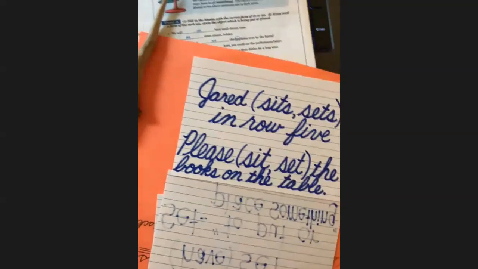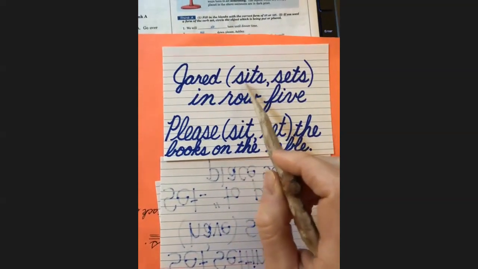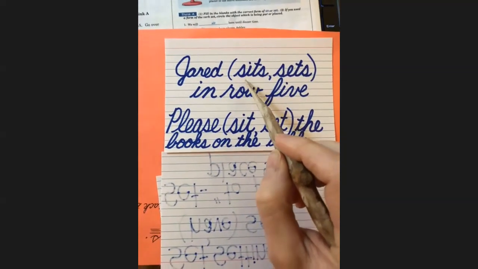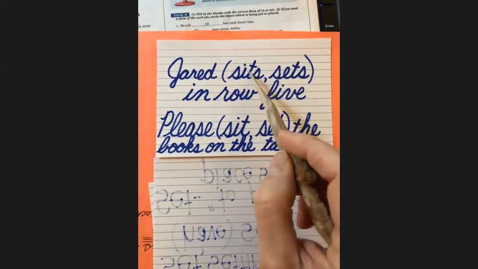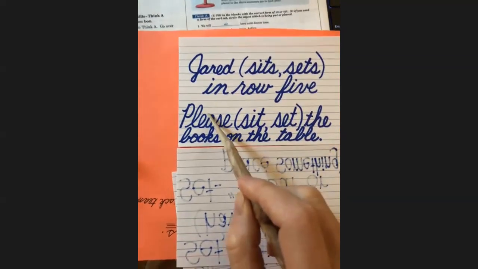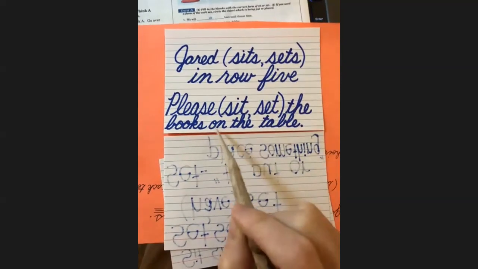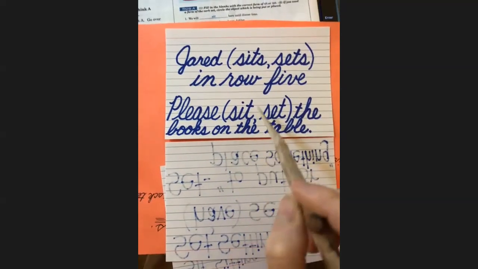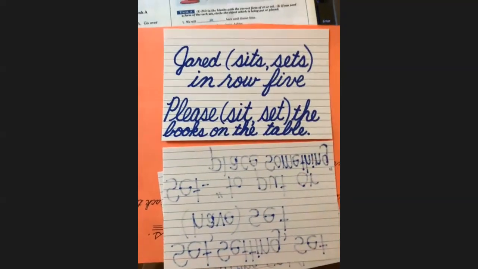All right, so let's go back to our book here. Based on what we just said with set and sit, Jared sits or sets in row 5. Did we say Jared sits or Jared sets? Who said Jared sits? Yes, to sit or to be seated. Please sit the books on the table. Just sit them right there. Or would you say, please set them on the table? Have you heard someone say that before? Just sit them there anywhere. Set them there is what you should say. So don't confuse them or say those incorrectly.